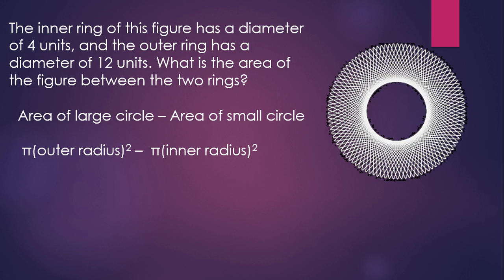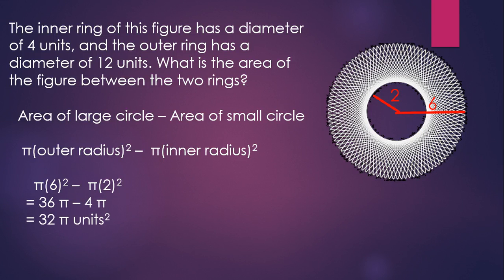Now the large circle has a large radius, an outer radius, and the smaller circle has its own radius. So we'll need to find the radius of each of these parts. But what we've been given is diameter. So the large circle has a diameter of 12 units, which means it has a radius of 6 units. And the small circle has a diameter of 4 units, which means its radius is 2 units. So we need to find pi times 6 squared minus pi times 2 squared, which is 32 pi square units of area.